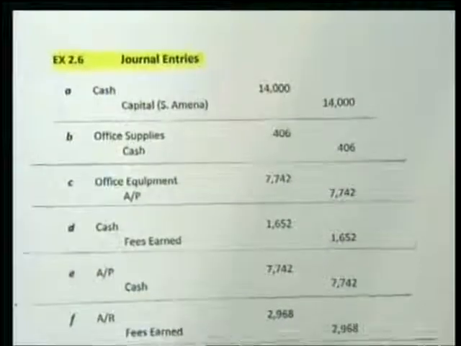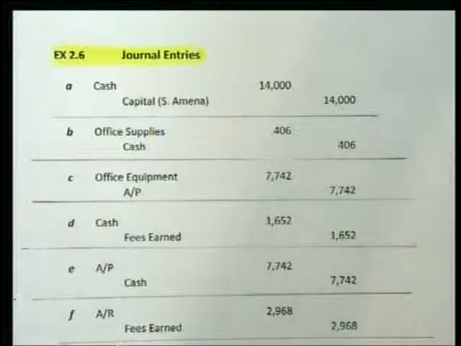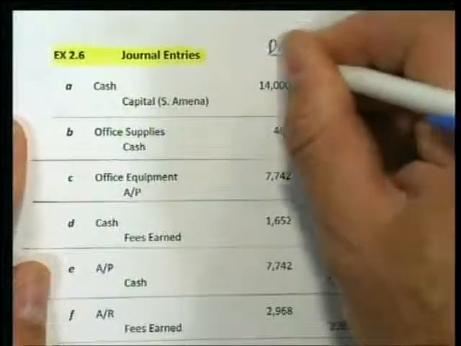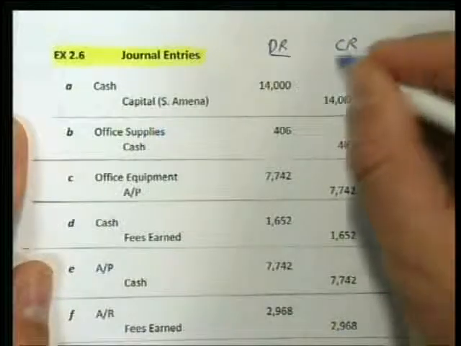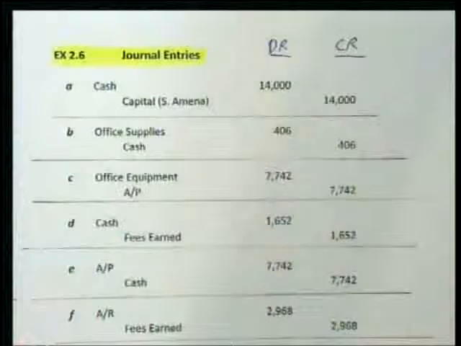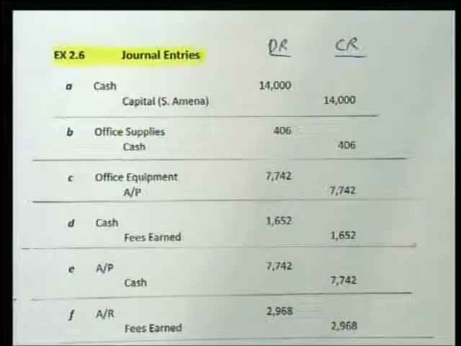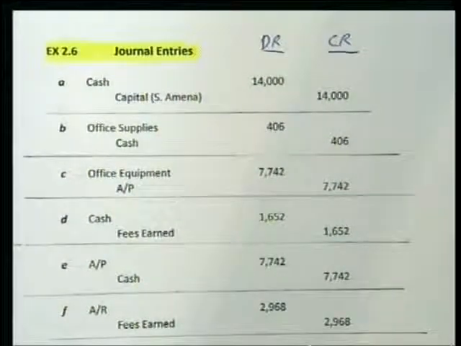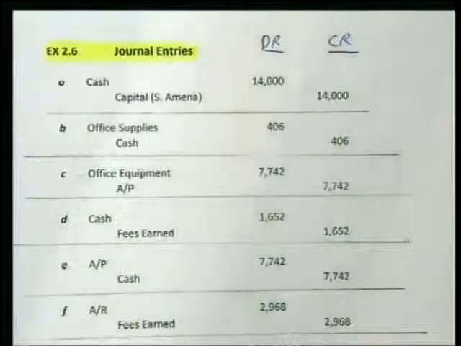Okay? There are the journal entries for transactions A, B, C, D, E, and F on exercise 2.6. Now, certainly, there is an understood DR right here and a CR right here. Notice how I drew lines so it's really easy to differentiate where one journal entry ends and the next one begins. Be sure to do that. It'll help you in studying, and it certainly will help me when I grade your test.